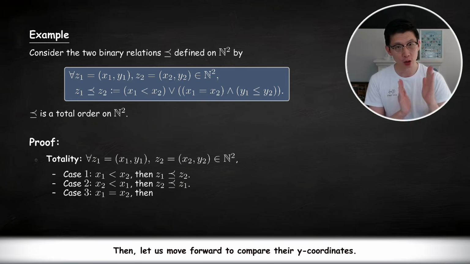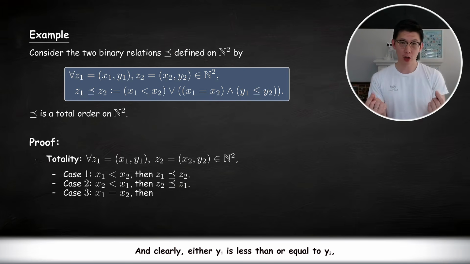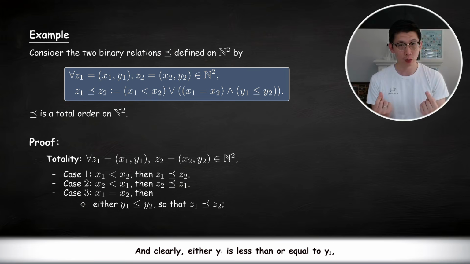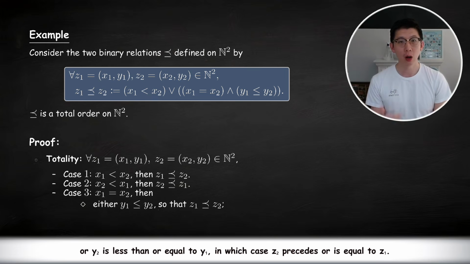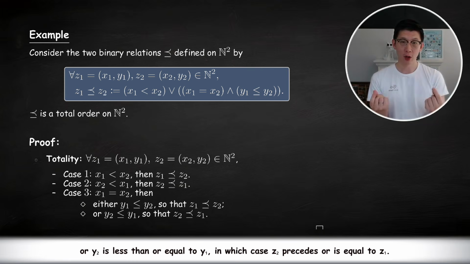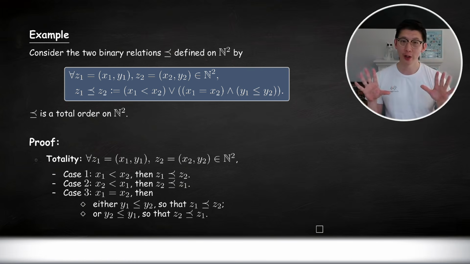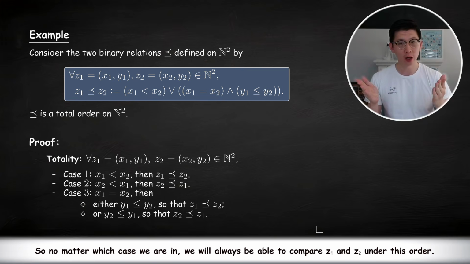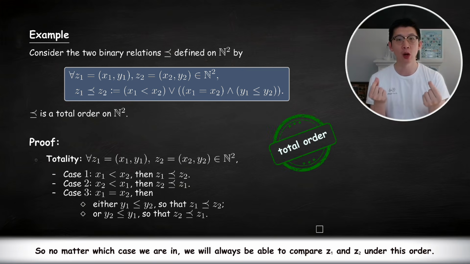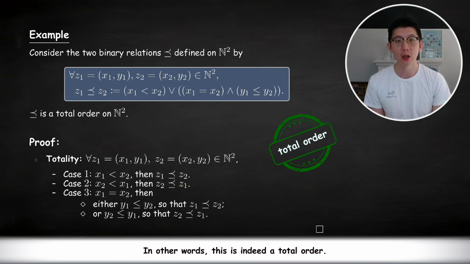And then let us move forward to compare their y coordinates. And clearly, either y1 is less than or equal to y2, in which case z1 precedes or is equal to z2, or y2 is less than or equal to y1, in which case z2 precedes or is equal to z1. Great. So no matter which case we're in, we will always be able to compare z1 and z2 under this order. In other words, this is indeed a total order.